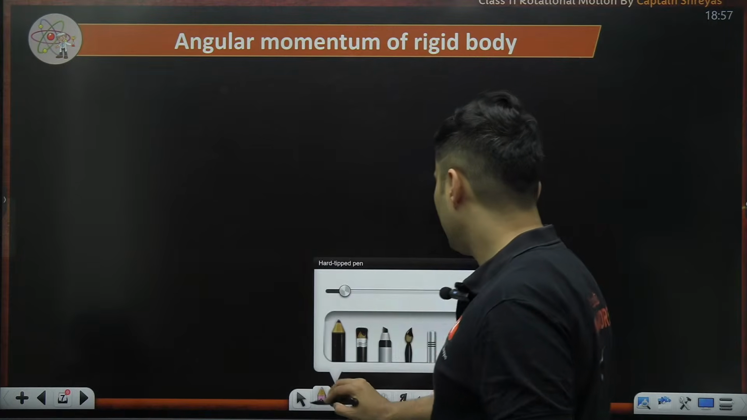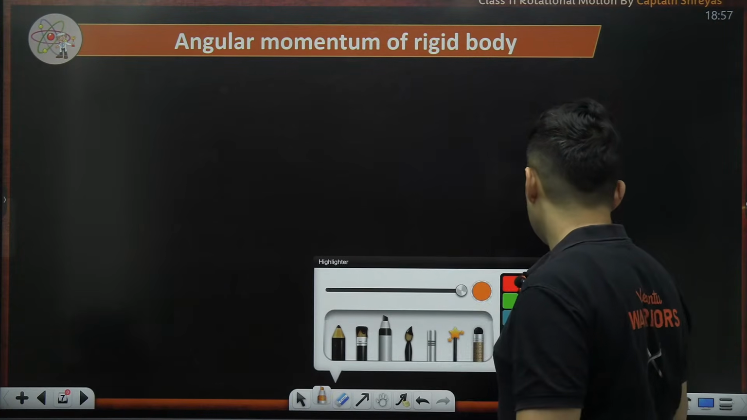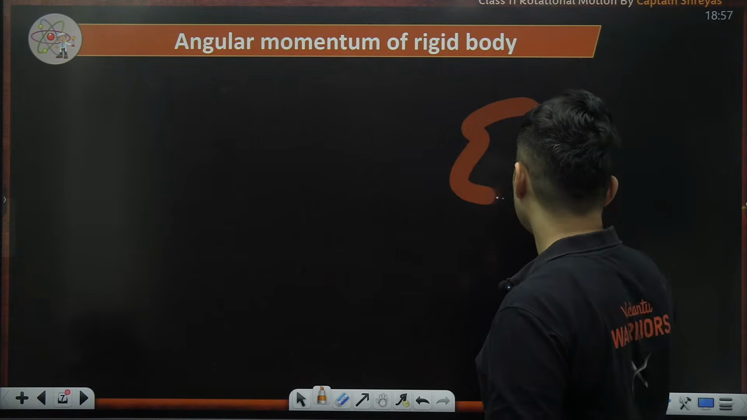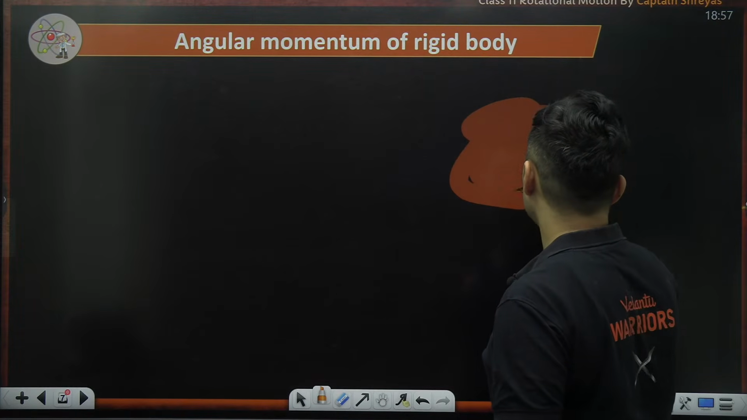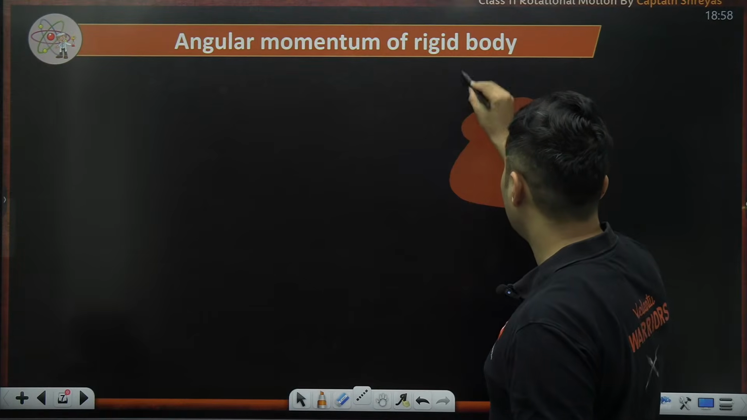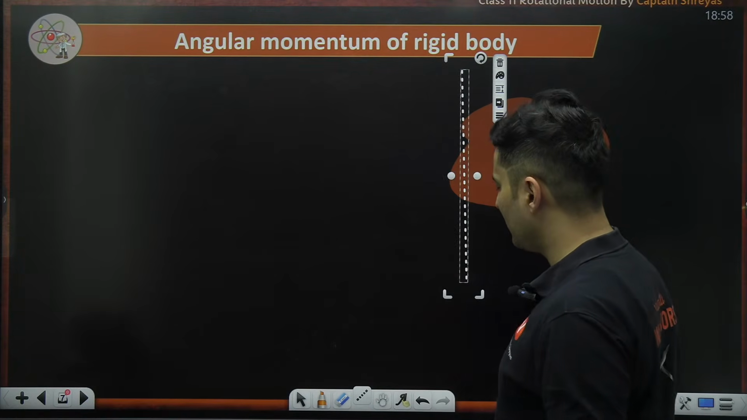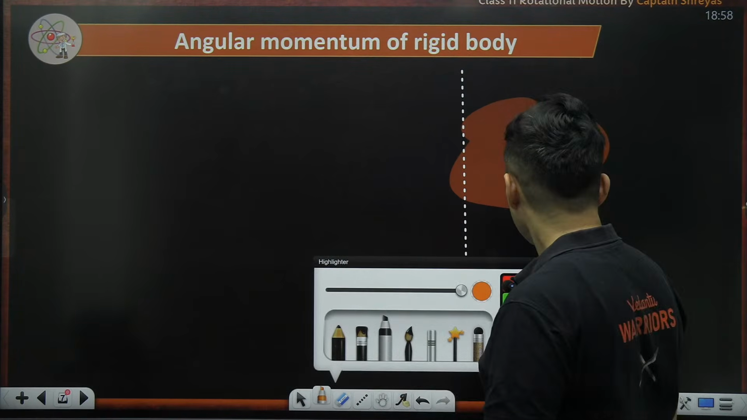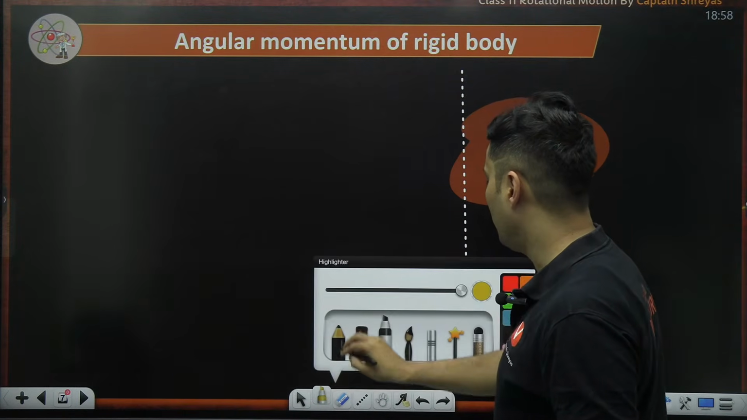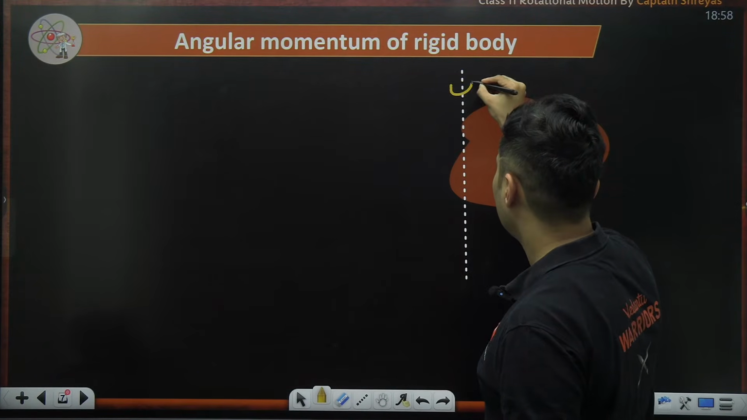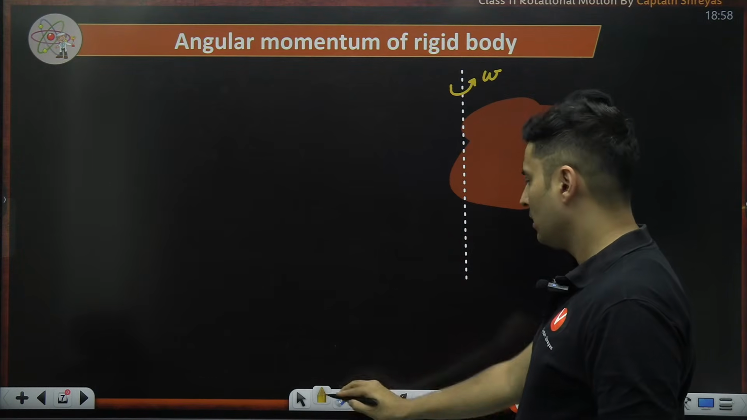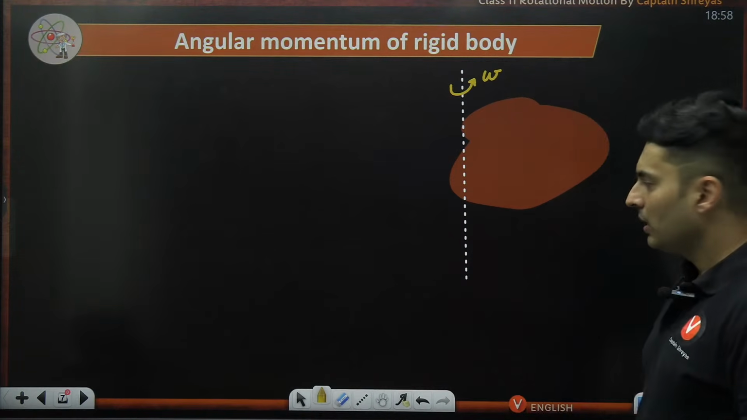For that, let's take a rigid body, and it is being rotated about some axis. It really doesn't matter where that axis is, but some axis. And it is being rotated about that particular axis like this. This is the angular velocity. This is that rigid body, which is being rotated.